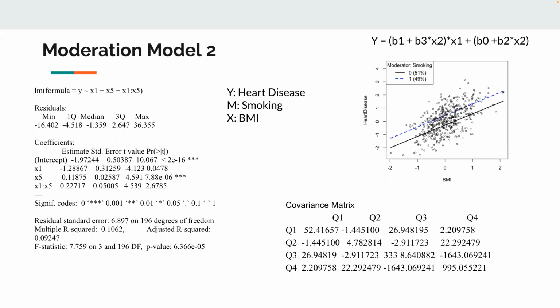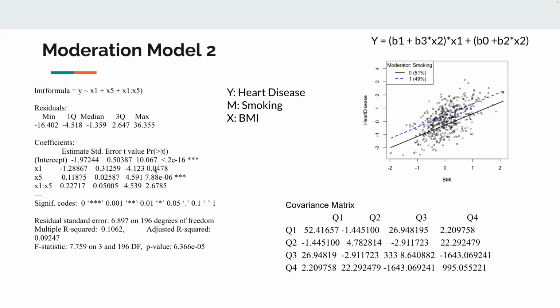So I reran the model with slightly different variables, and here we have a different story. Look at the p-values here. We can see that the interaction between x1 and x5 is not significant at the .05 level. But we continue to have our main effects. They're significant as well right here, but our interaction is not.